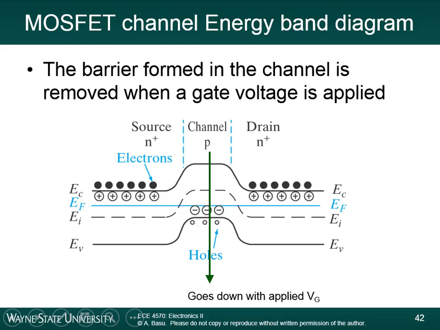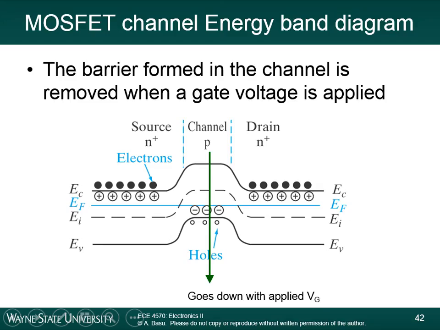The holes here are also within a potential well. So this is a p-type semiconductor, but these holes really can't go anywhere. They can't go from p to n, because remember, holes like to go up the slope. Electrons like to go down the slope. So you have some charge carriers there, but they're stuck in a potential well. They can't conduct electricity between the source and drain.